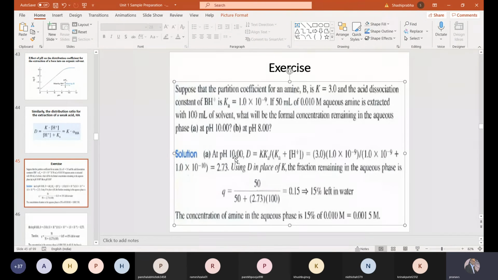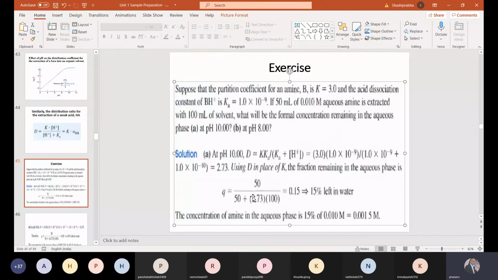If there would have been no H plus, I mean if H plus would have been 0, for example, then things would have been simple and D would have been directly equal to K. And now using D in place of K, the fraction remaining in the aqueous phase, because this is what we want, is Q equal to 50, that is the volume of aqueous phase. This is also the volume of aqueous phase. Now instead of K, we write the D value. This is the only difference here.